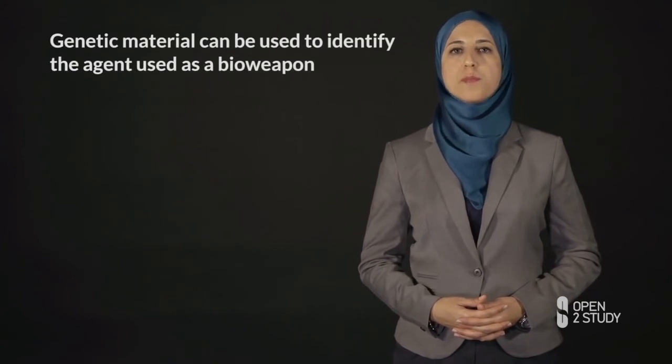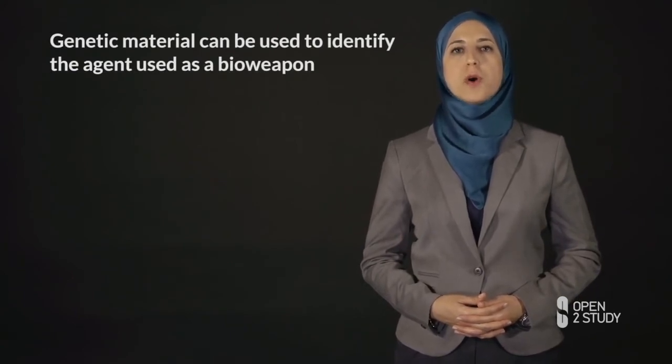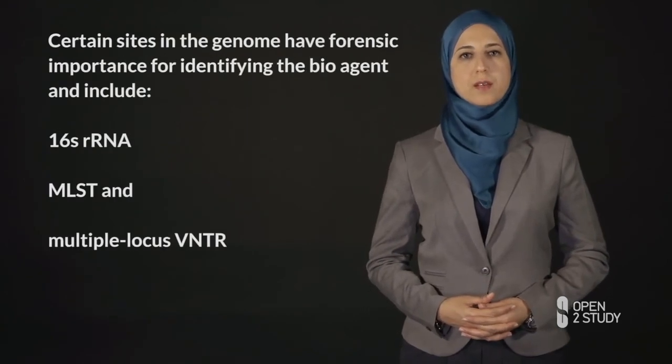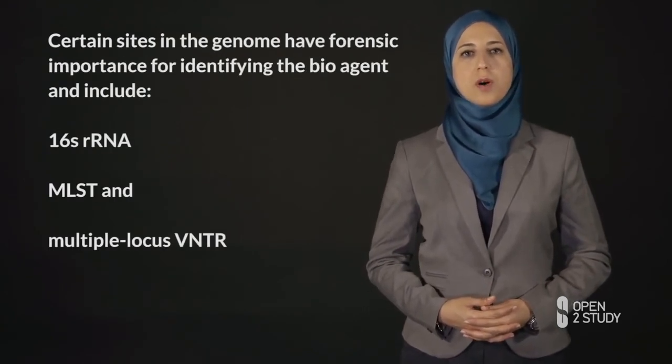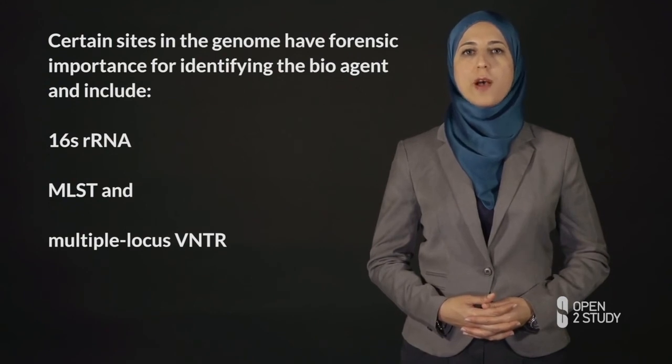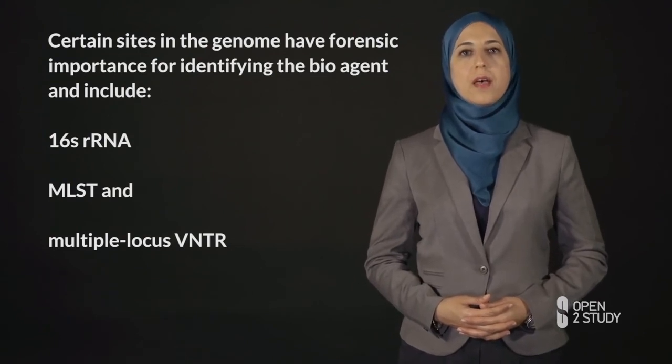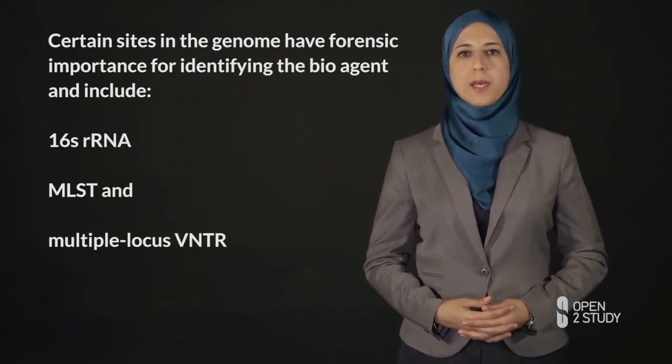Coming to the end of this topic, what have you learned? First, the genetic material of a microbe is a powerful tool to identify the agent used as a bioweapon. Second, certain sites in the genome are of forensic importance for identifying the bioagent. These include 16S rRNA, multi-locus sequence typing, and multiple locus VNTR.